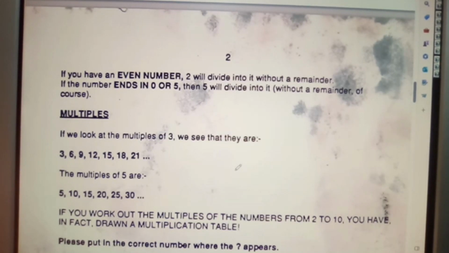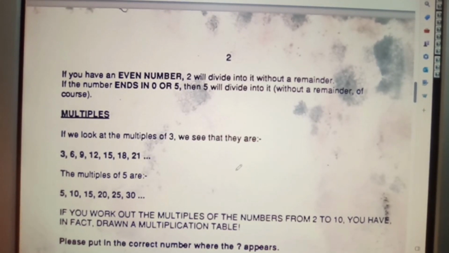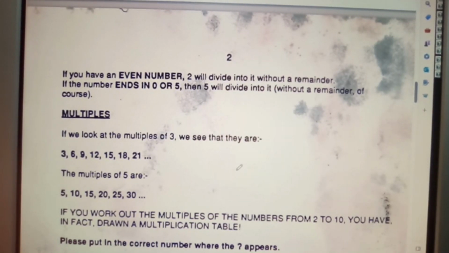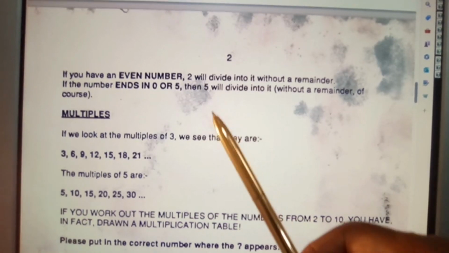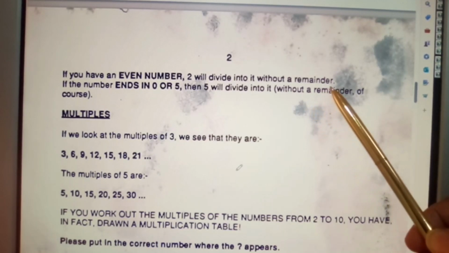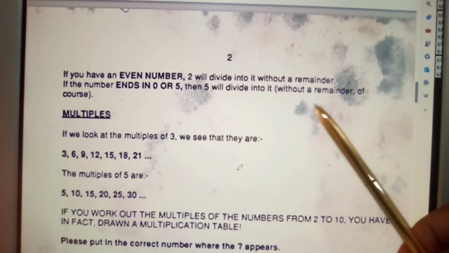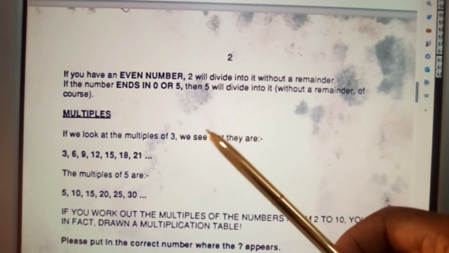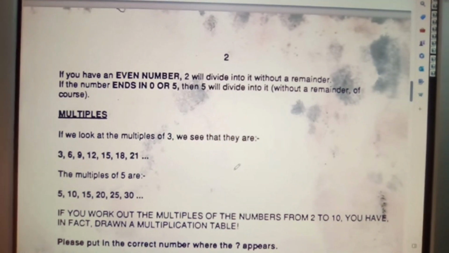Now, if you have an even number, 2 will divide into it without a remainder. If the number ends in 0 or 5, then 5 will divide into it without a remainder. Of course. Multiples.